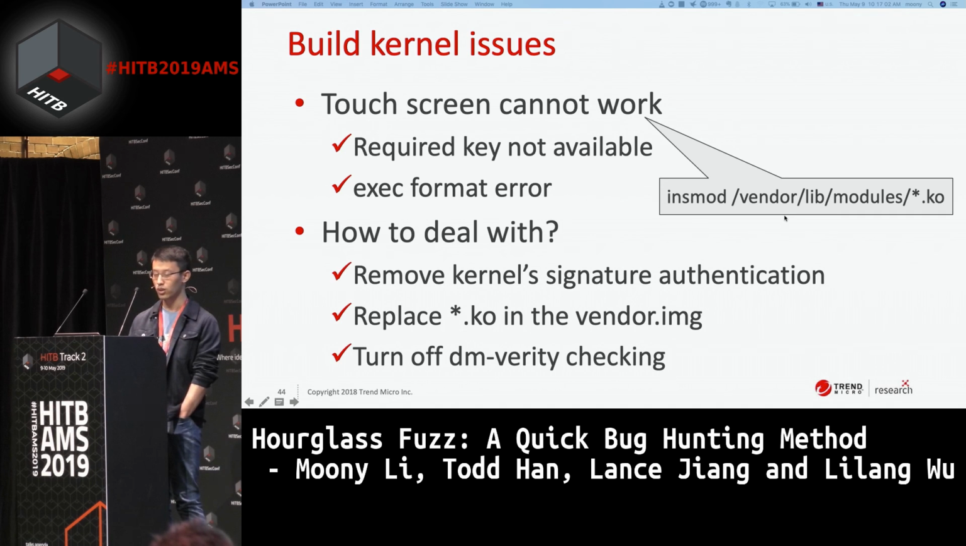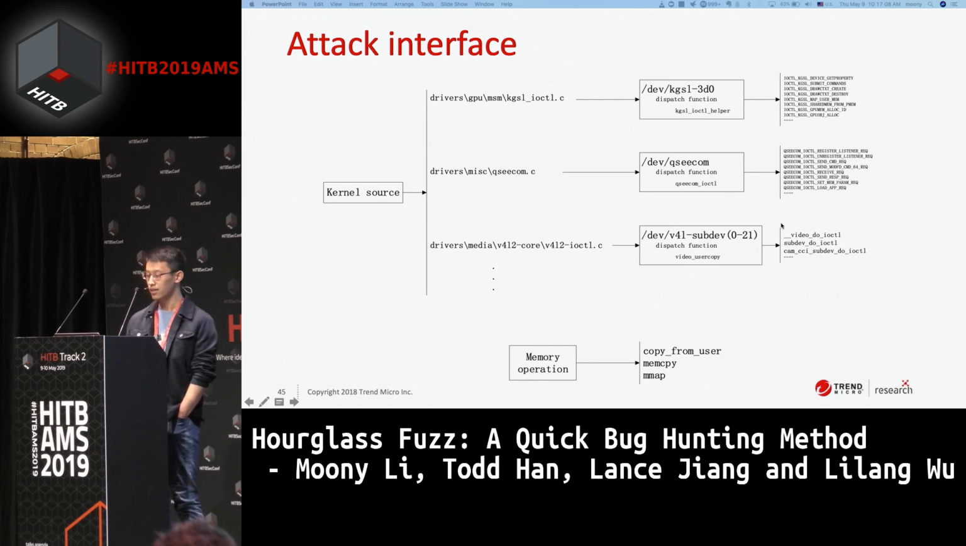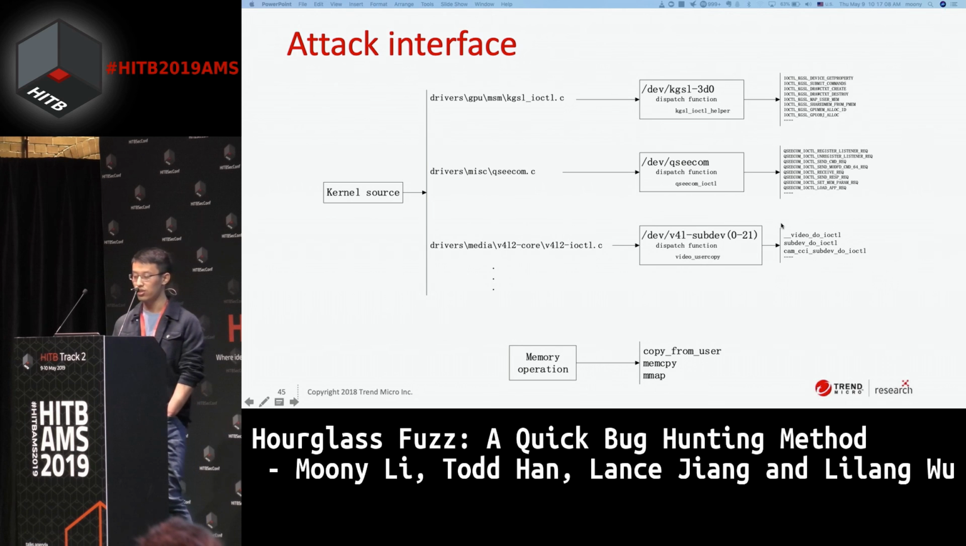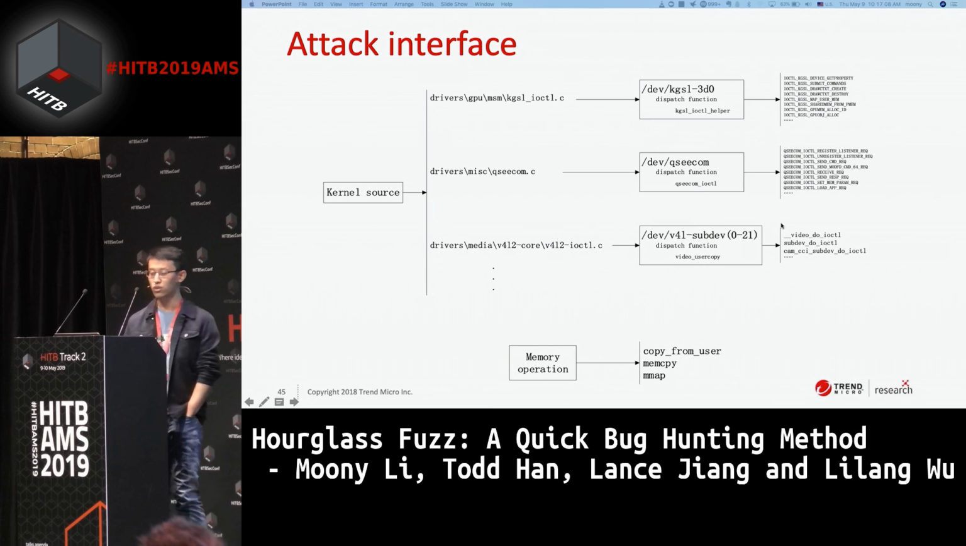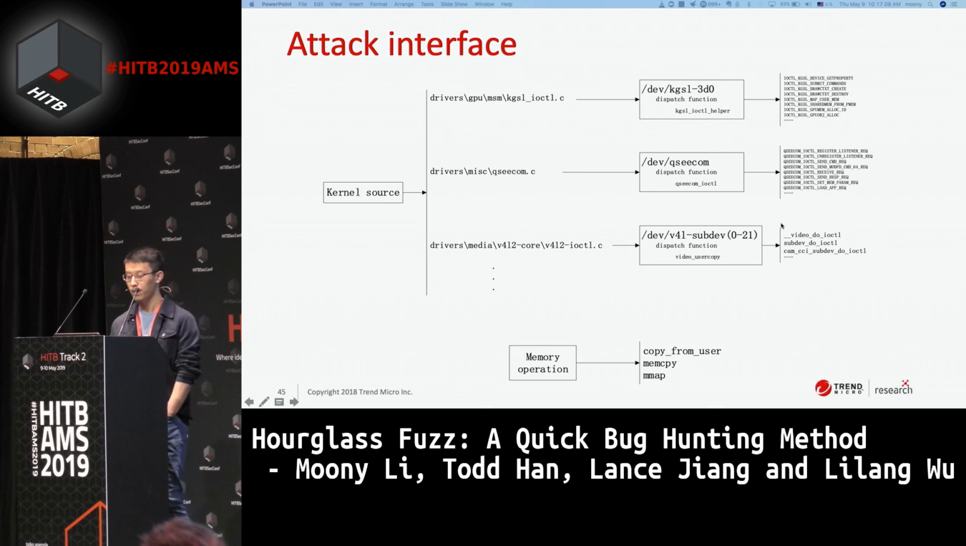Then use insmod to load the ko files. The kernel attack interface is shown in the picture. All drivers can be used as our attack interface, such as Cosi, V4L2, and KGSL, and so on. You can also choose some memory operation functions, such as copy_from_user, memcpy, and mmap. But here we choose the KGSL driver as the target attack interface.